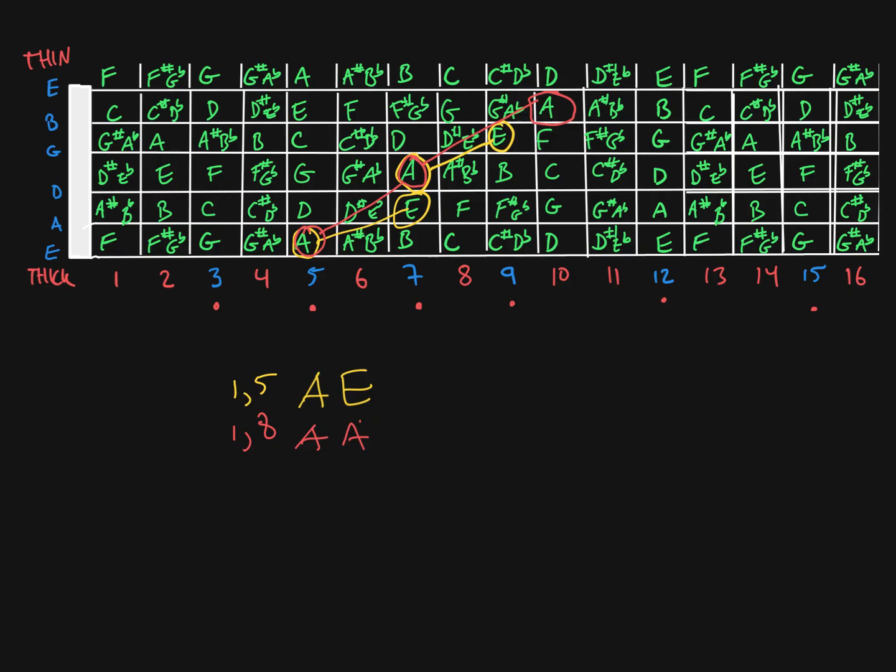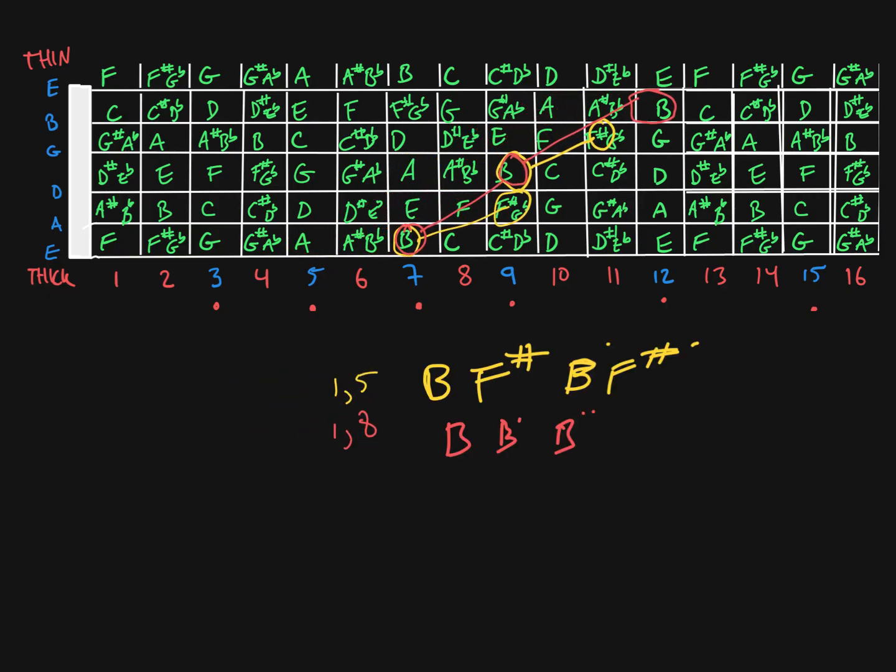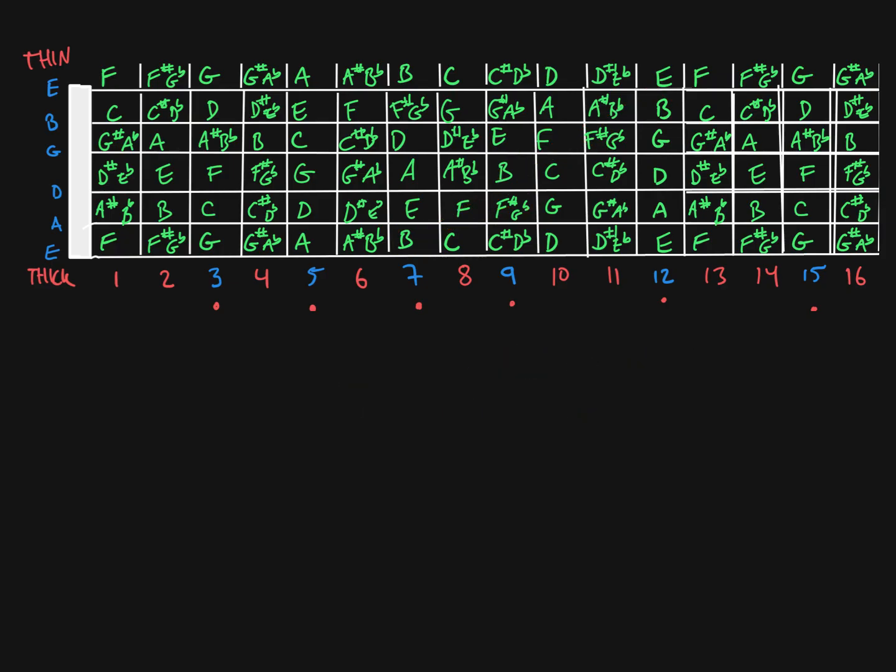So here it is, A here, A to E, and then A to A, then A to E again, and then A to A. Now this entire shape is also movable. So moving these shapes around like this will help you understand how to navigate the specific intervals on the fretboard themselves.